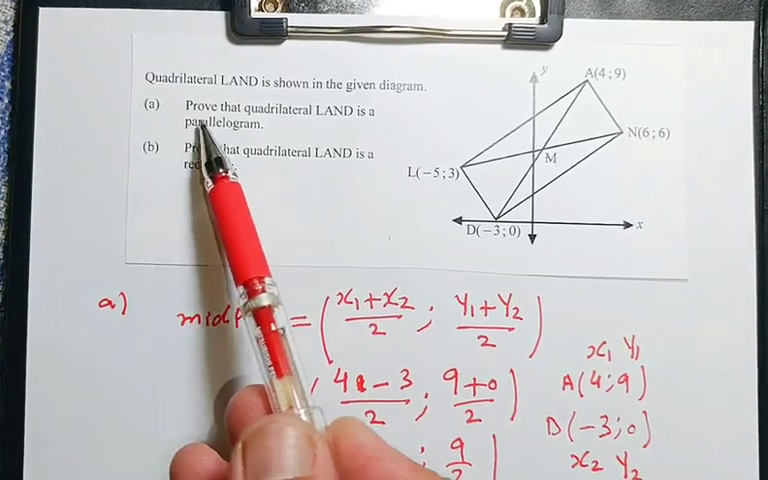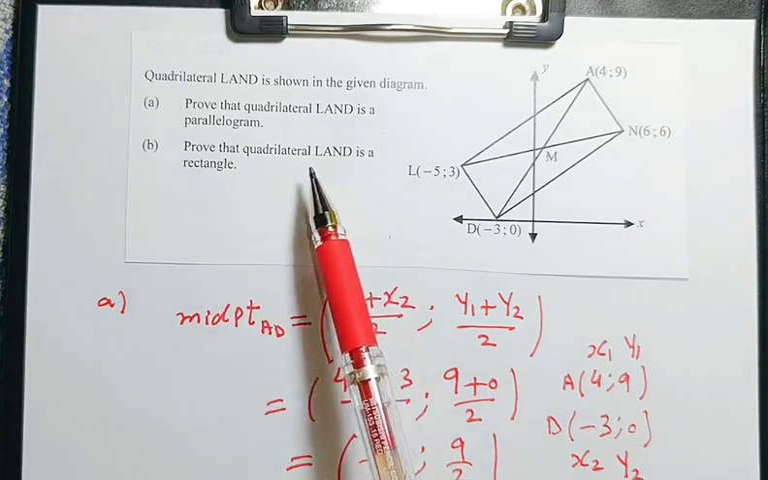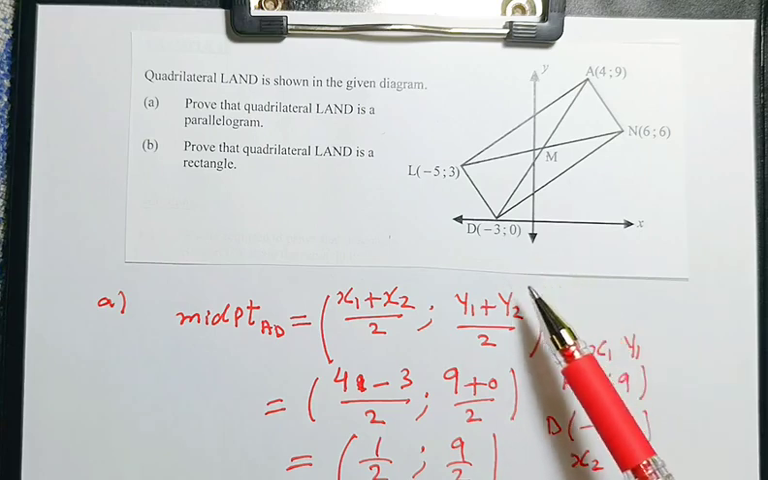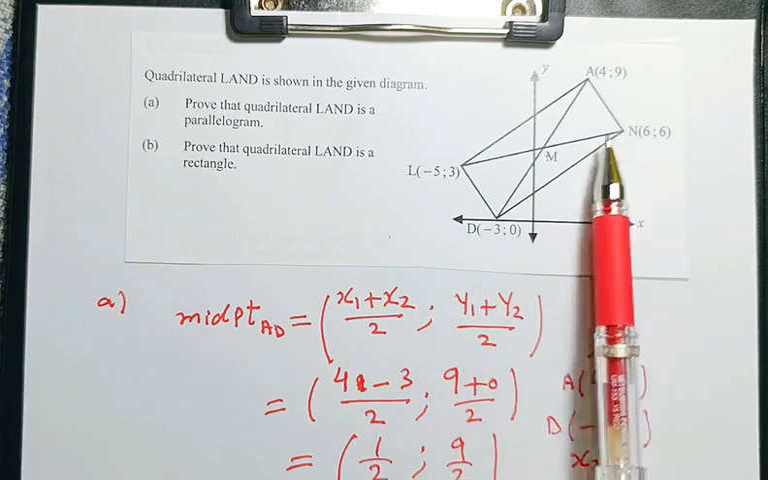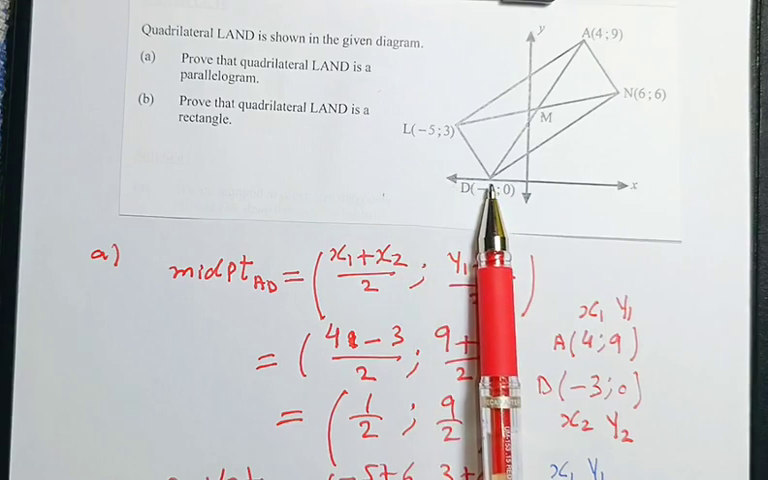Now the second part: we need to prove it is a rectangle. Remember, part A said prove parallelogram, and we proved it. Now they say prove LAND is a rectangle. To prove this is a rectangle, we need to prove any corner angle is equal to 90 degrees, perpendicular. You can choose this one, this one, any angle. I'm going to choose angle D. I need to prove this is 90 degrees.